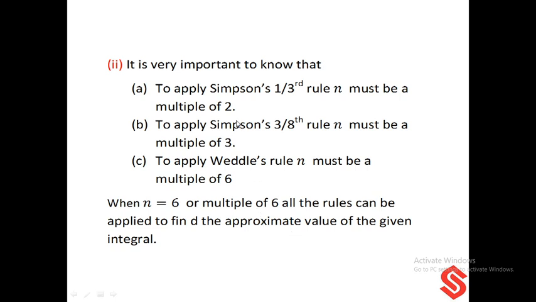Of course, while solving problems, if it is mentioned how many points of division to be taken, we follow the same. Otherwise, we follow this note, that is, for Simpson's 1/3, n should be a multiple of 2. For Simpson's 3/8, n must be a multiple of 3. And to apply Weddle's rule, n must be a multiple of 6.